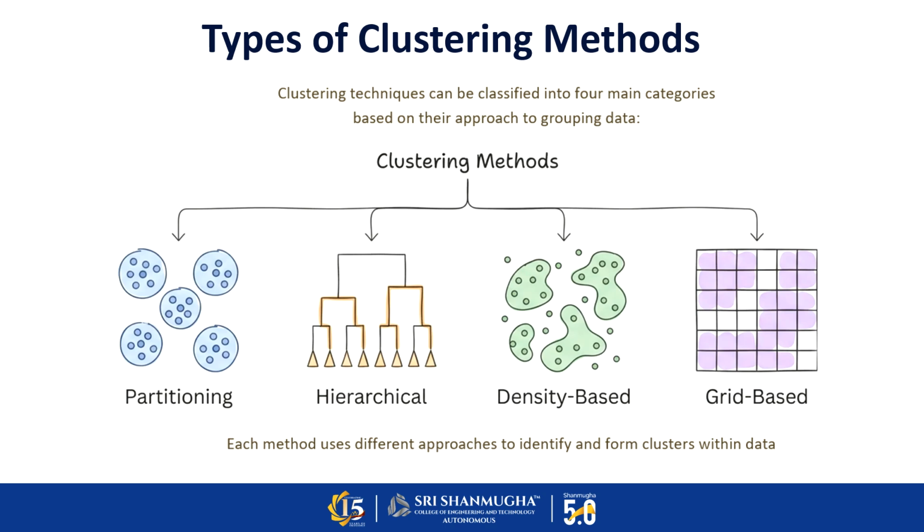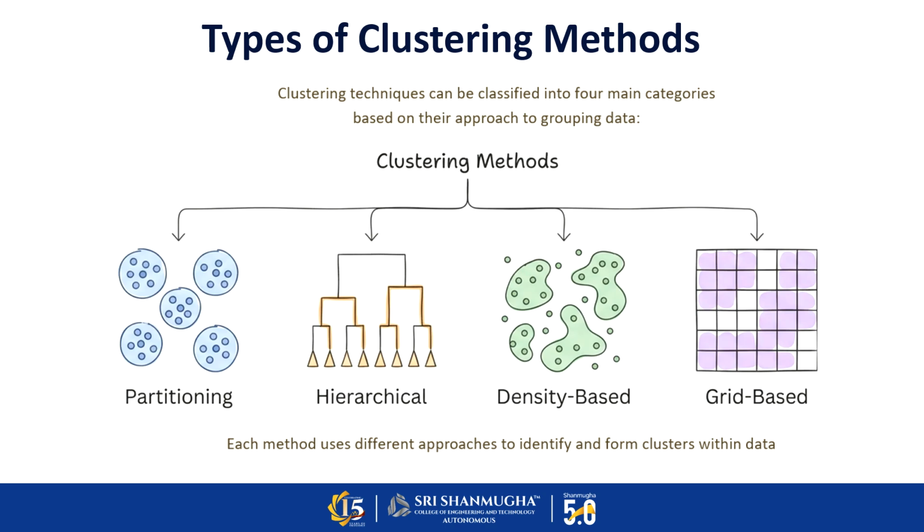Okay, and the last method is grid-based method. So the data space is divided into a grid of cells. Clustering is done on the grid cells rather than individual data points. Very fast. The processing time depends on grid size, not the number of data points. Example, STING, CLIQUE, and especially it is best for very large data sets where speed is critical. So it works well with spatial data.